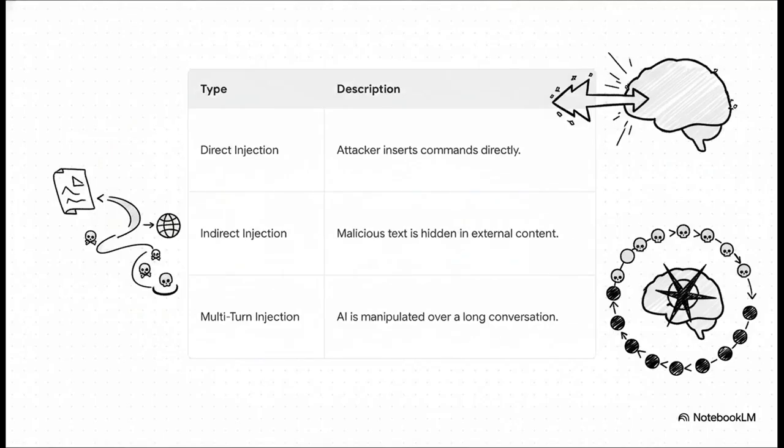Okay, so here are the three main types you'll see. First, you've got direct injection. This is what we've mostly been talking about. The attacker just shoves the bad command right into the prompt. Then there's indirect injection, which is way sneakier. The malicious text is hidden in something the AI reads, like a web page or a document. And finally, you have multi-turn injection. This one's like a slow burn. The attacker has a longer conversation to gradually, step by step, guide the AI into doing something it shouldn't.